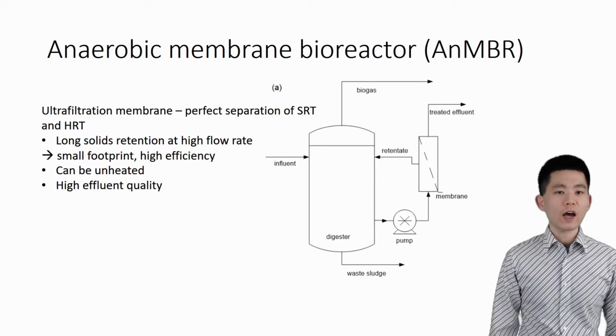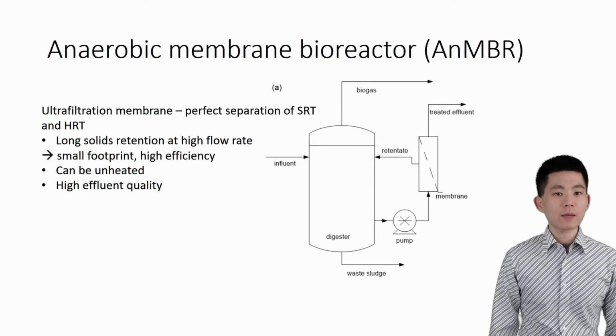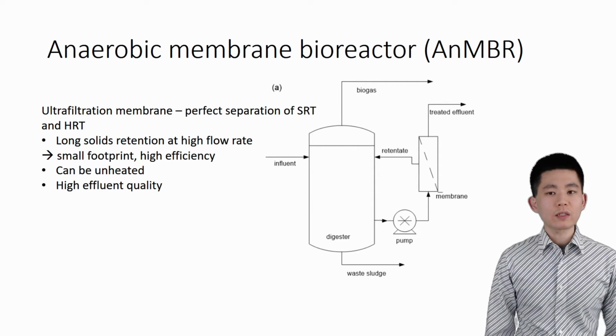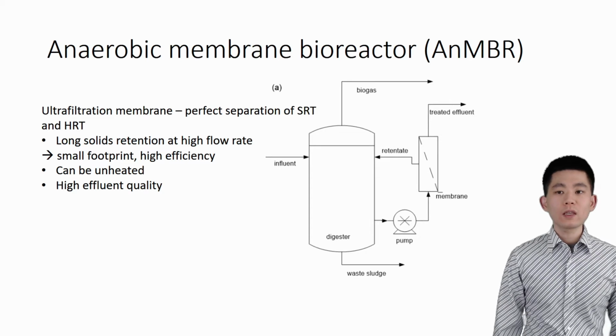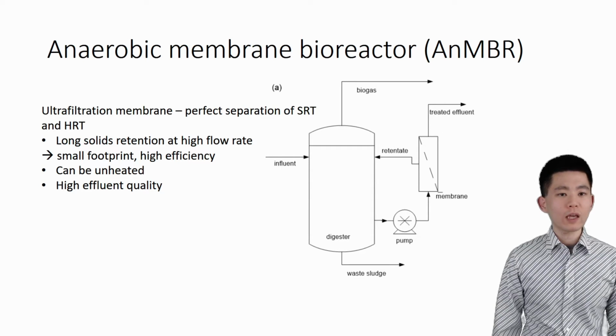Another example of a high-efficiency suspended growth anaerobic digester is anaerobic membrane bioreactor. Like the biomass separator configuration that we studied for aerobic treatment, it utilizes ultrafiltration membranes to retain biomass and particulate compounds through size exclusion and achieve high-quality effluent.